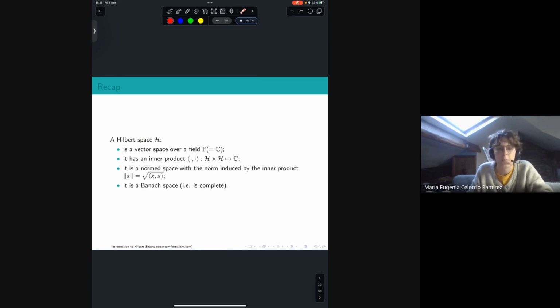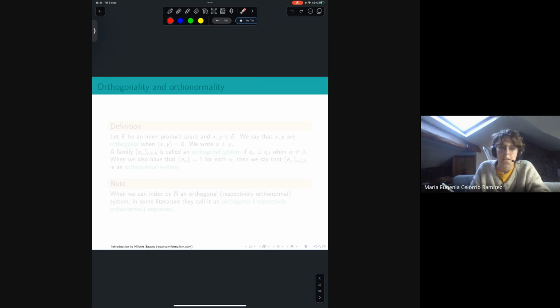And it is a Banach space, meaning that it is complete, meaning that the limit of every Cauchy sequence belongs to the Hilbert space. A way of imagining that is basically imagining that there are no gaps. So you cannot have tiny holes in the middle of the space.